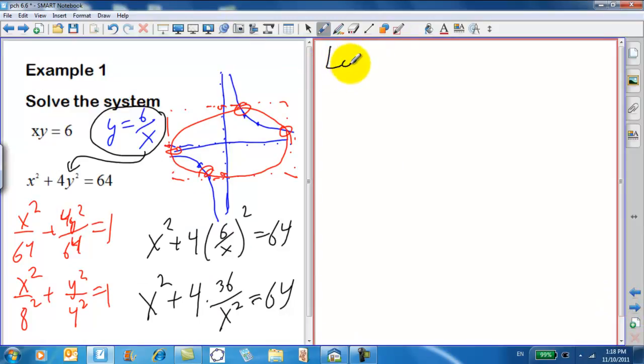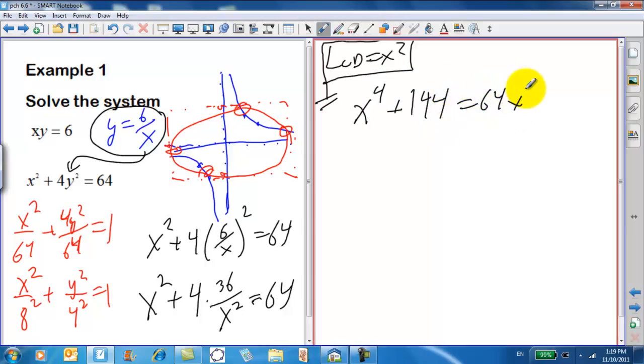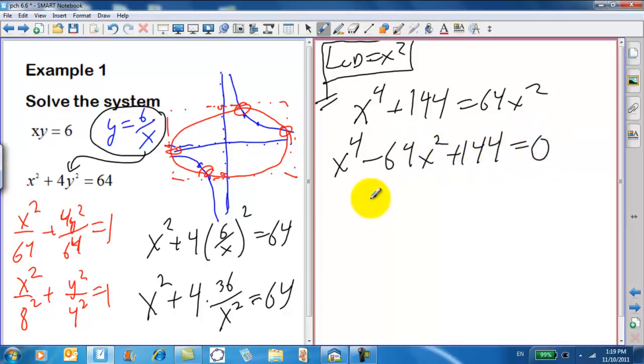Multiplying through by an LCD of x squared, and remember, we're using it to get rid of fractions in equations. So it becomes x to the 4th plus 4 times 36, 144, equals 64x squared, or x to the 4th minus 64x squared plus 144 equals 0. This really lends itself to a u substitution. If we let u equal x squared, then u squared equals x to the 4th, and you might find this a little more palatable: u squared minus 64u plus 144 equals 0.